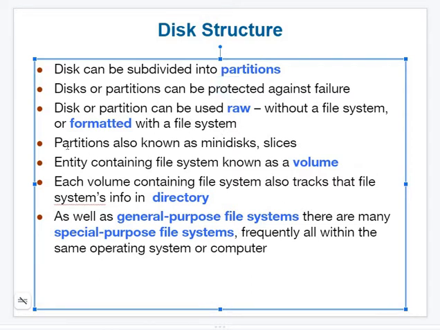Okay, so once we divide a disk into partitions, we call them mini disks, slices, or generally we call them drives: C drive, D drive, E drive, etc. They are also called volumes. Each directory will consist of a directory table which holds information about itself. So let me add here one word, table. Like how the page table used to hold the pages information, same way we have a directory table.